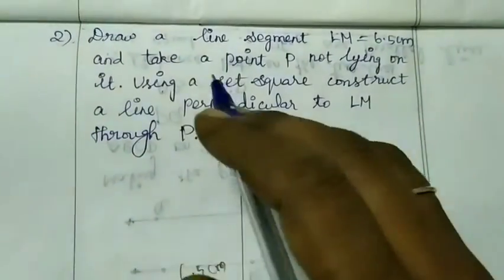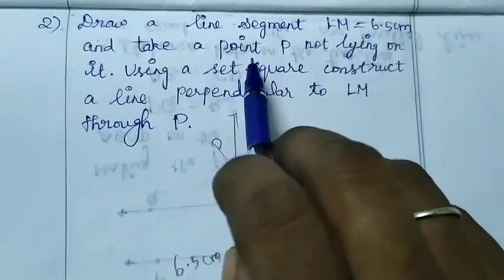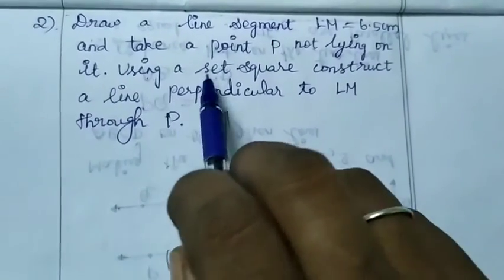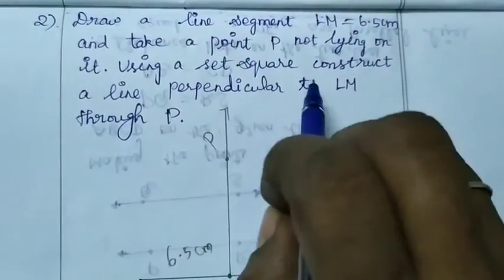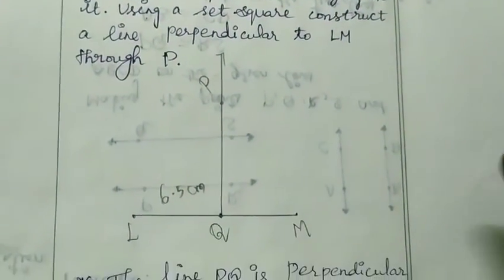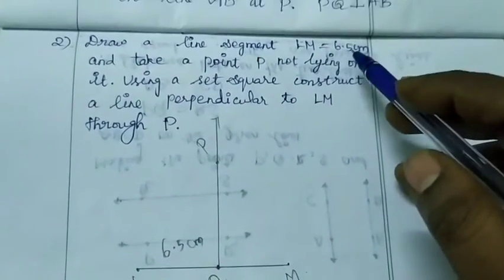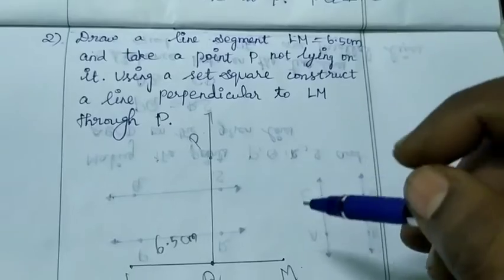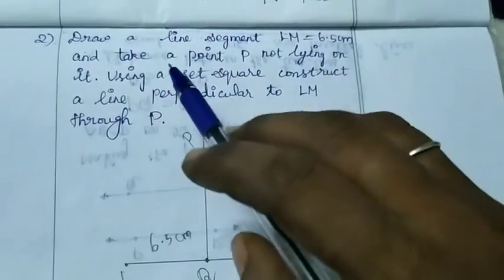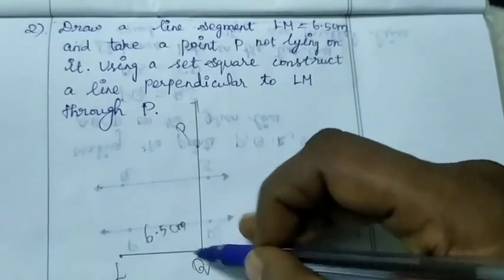Next, see the second question: draw a line segment LM equal to 6.5 centimeters and take a point P not lying on it. Using a set square, construct a line perpendicular to LM through P. So we take LM, the length given is 6.5 centimeters. They are asking to take a point P not lying on it, so we take the point Q on the line.